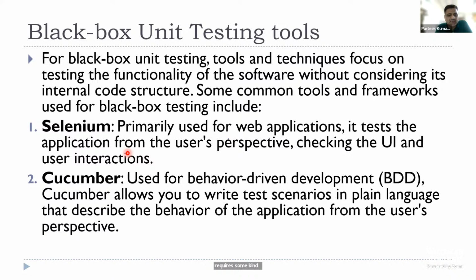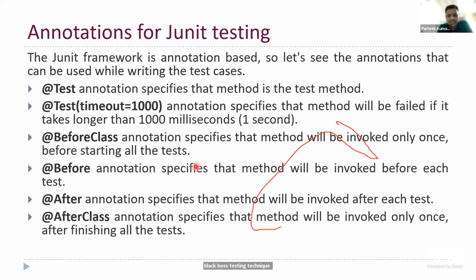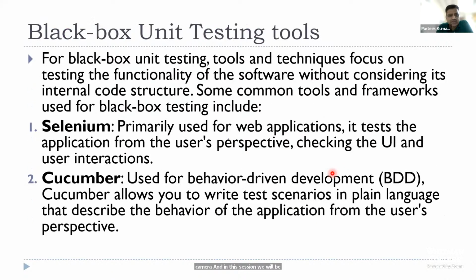Cucumber is another test driven technique, which is again a black box testing technique, used to ensure that our requirements are successfully implemented or not. In the coming sessions, we will be discussing black box testing techniques like Selenium and Cucumber. And in this session, we will be covering JUnit in detail. If you have any question at this point, you can ask me.